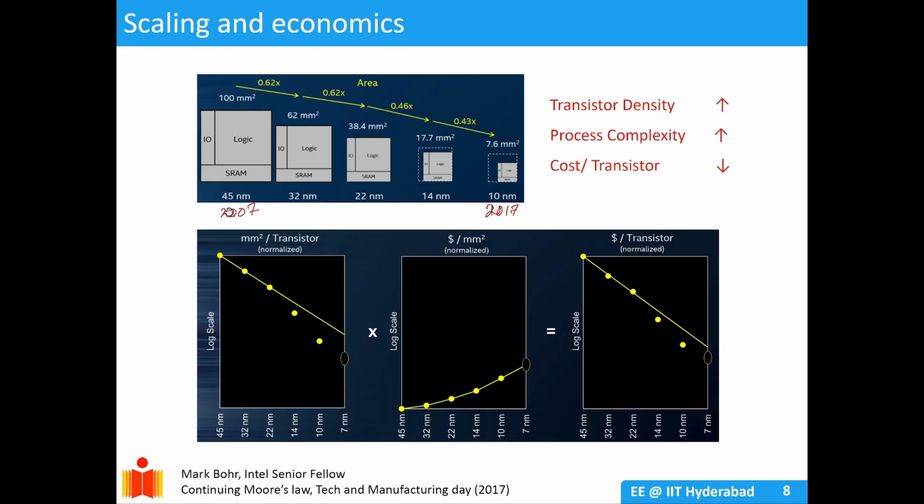You can see here in 2007, at the 45 nanometer node, the size of a die was around 100 millimeter square. Now it has reduced to 7.6 millimeter square for the 10 nanometer node. So this increases the transistor density, but it also increases the complexity of the process. But overall, the cost per transistor reduces.